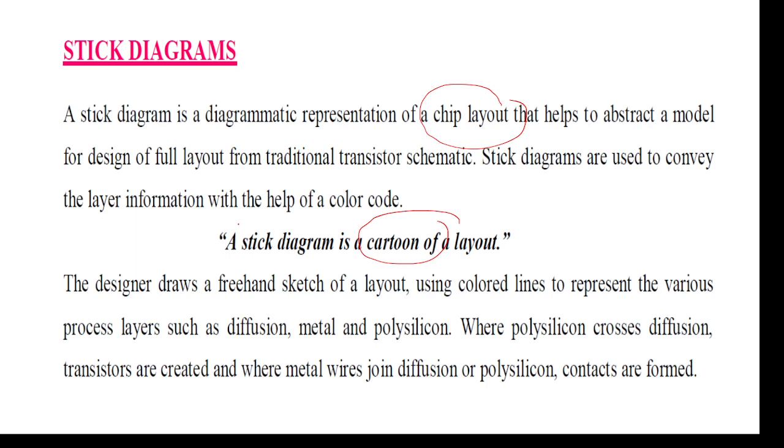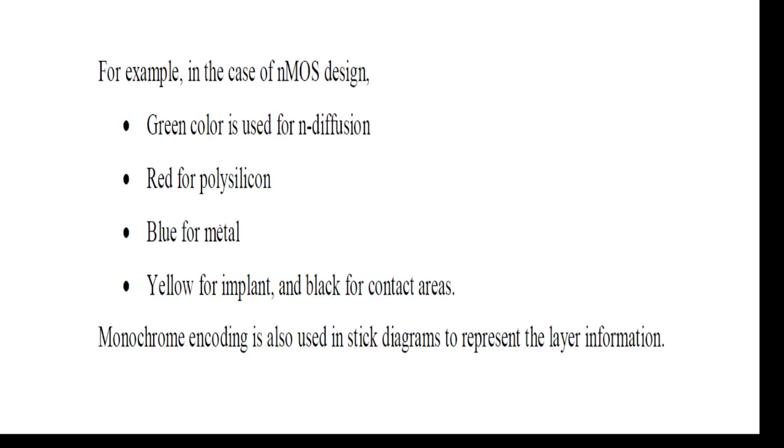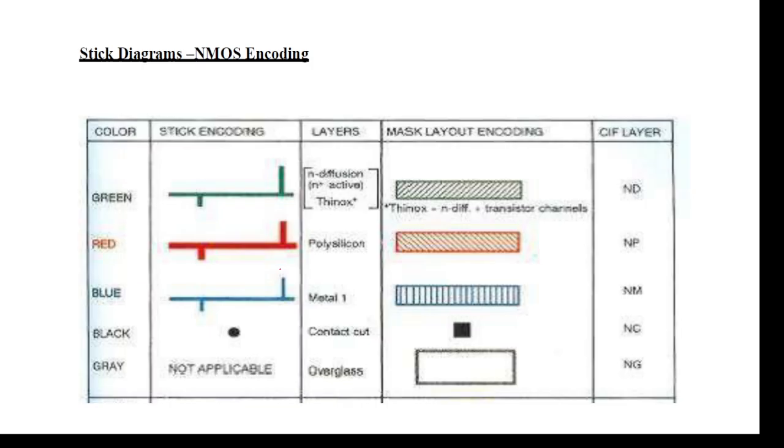rules. Some rules are color coding for stick diagrams. For example, green color is used for N diffusion, yellow color is for P diffusion, red for polysilicon, blue for metal, and black color is used for contact cut. And coming to the symbols, this is a mask layout symbol. Box contains N diffusion means green color, and P diffusion means yellow color.